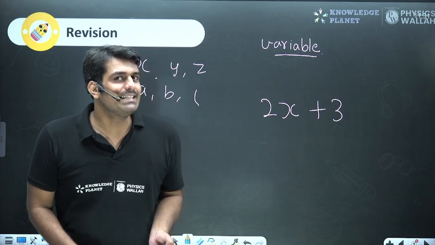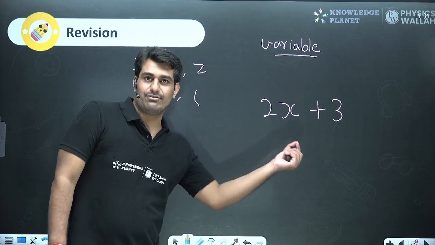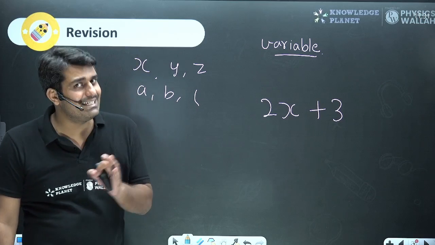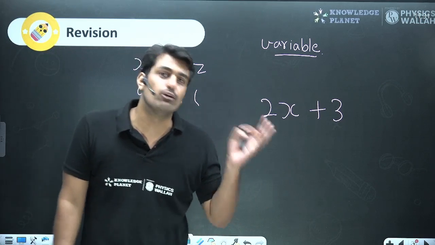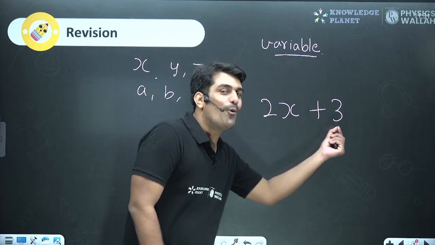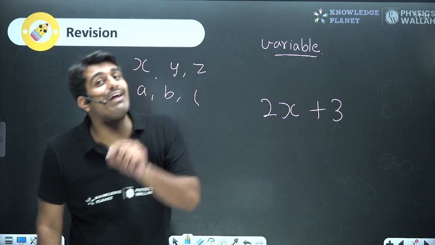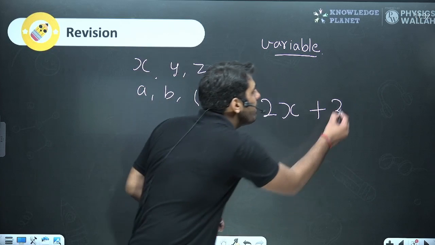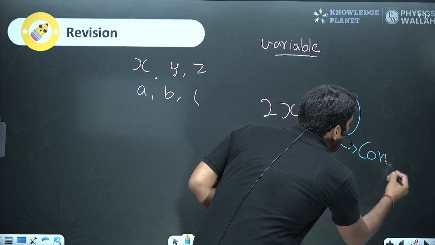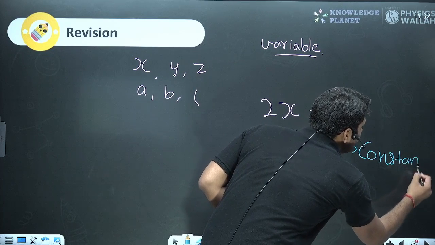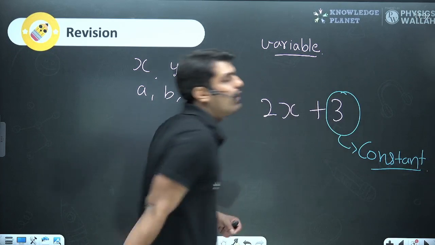Constant, yes. As I told, we have a variable x which can have different values. Yes, it can have a value of 1, it can have a value of 0, it can have a value of 3 also. But 3 on its own will never change. It will always remain 3. So this 3 over here is a constant. It is a constant because the value remains constant always.